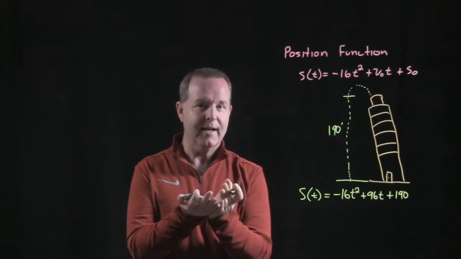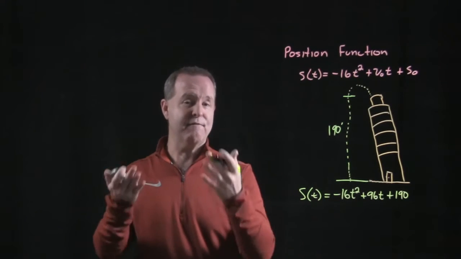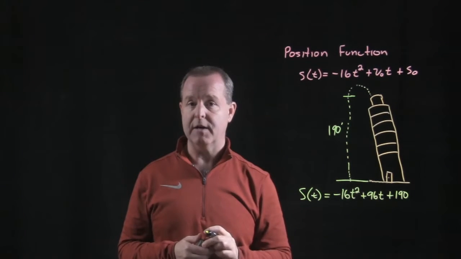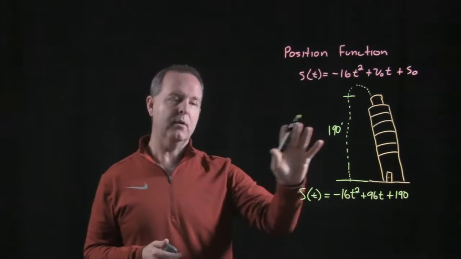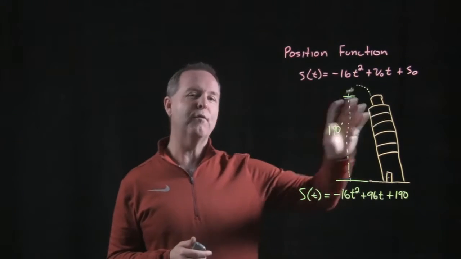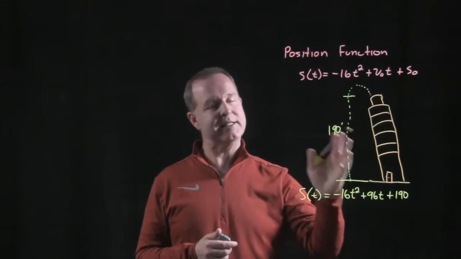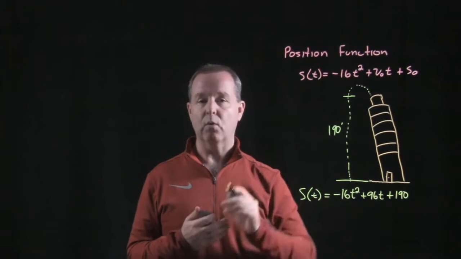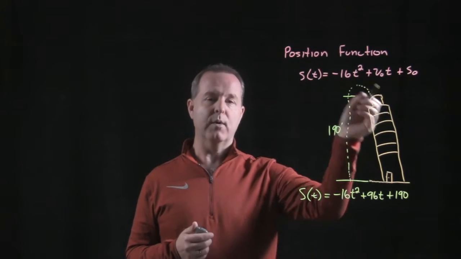Where do you start at? How fast do you throw it? And then the effects of gravity. Put all those into an equation and we get this position function. So here we are visiting someplace over in Europe, come to a nice building that's just not quite leaning straight up. We climb to the top, bring a rock with us, and we want to toss it off.